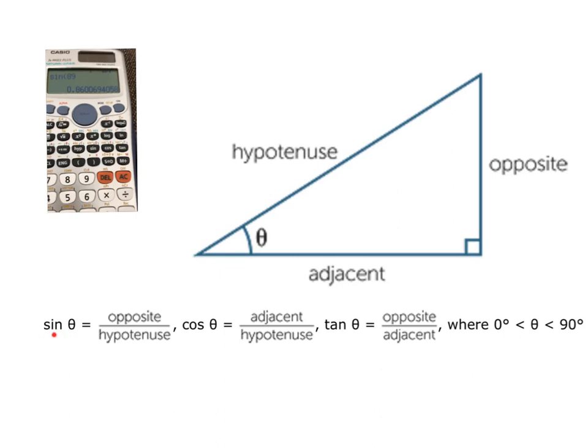So sine of an angle is equal to the opposite divided by the hypotenuse. The cosine of an angle is equal to the adjacent divided by the hypotenuse. And the tangent is equal to the opposite side divided by the adjacent. Now because these never ever change, we can use them to find missing sides and angles.